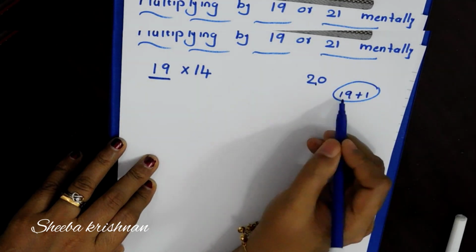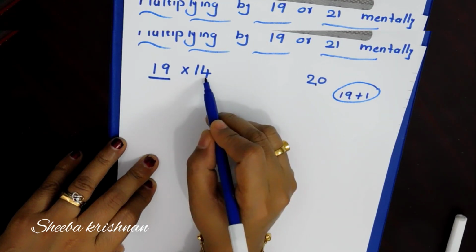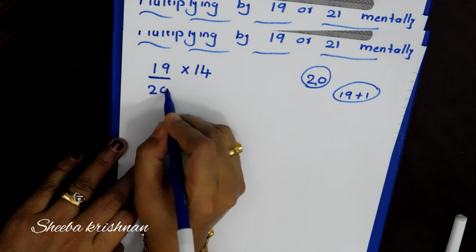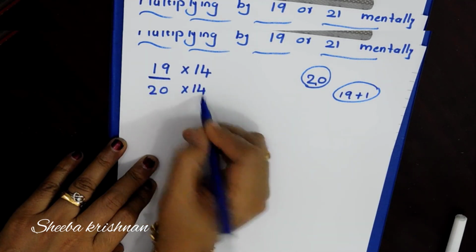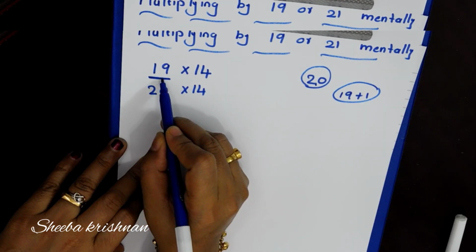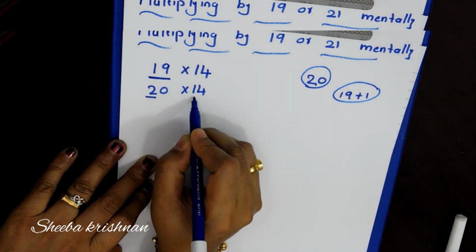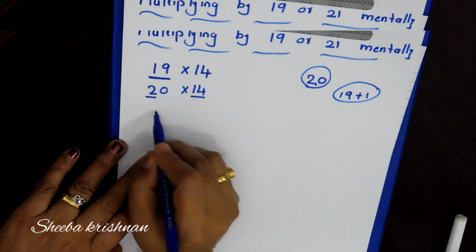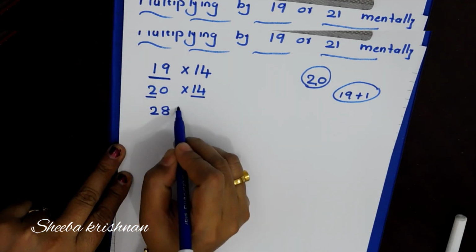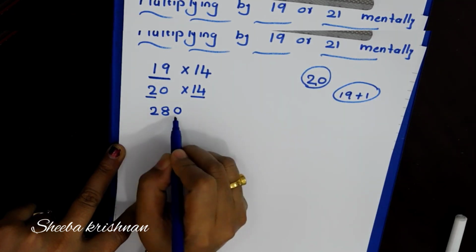So 19 times 14 we want to find. So instead of 19 times 14, we will find 20 times 14. We know that multiplying by 20 is easier than multiplying by 19. Because multiplying by 20 means first we will multiply this 2 by 14. 2 times 14 is 28. Then we can add the 0 to the right. Okay, so we got 280.